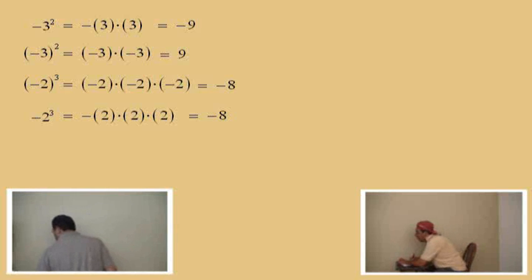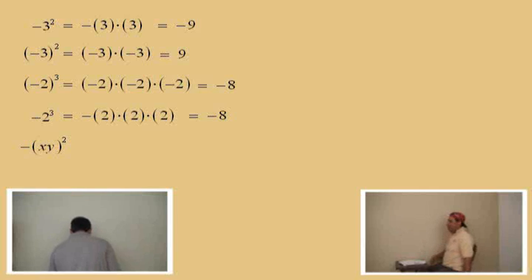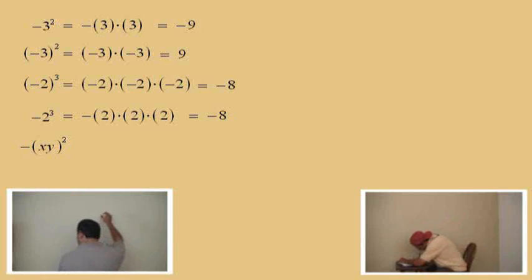Now let's go to another one. Let's throw in some variables. Here we have a negative xy squared. Charlie, what's the exponent here? 2. That's right. That is just 2.